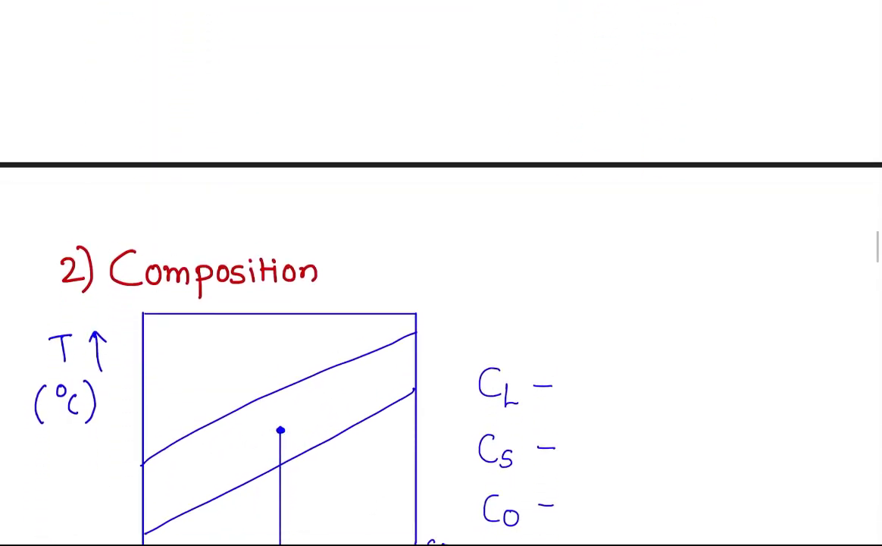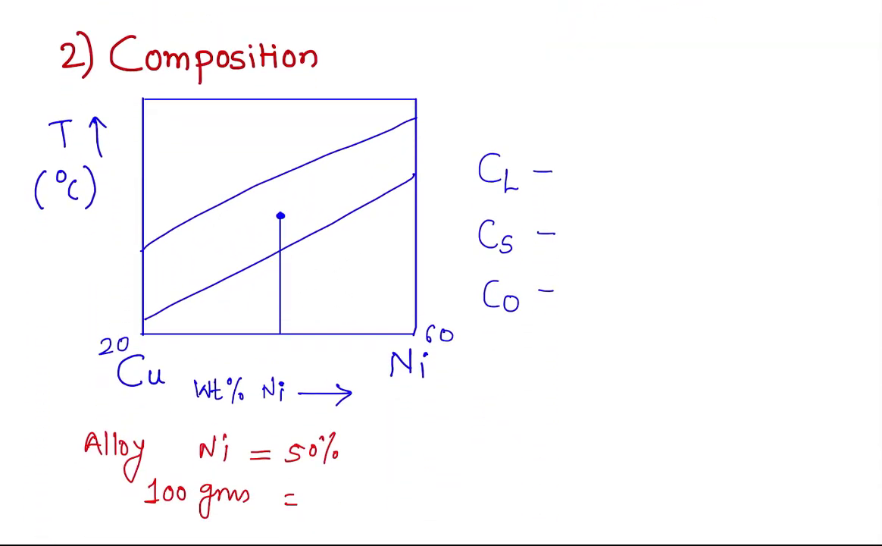Second, we can find out the composition of those phases. The same diagram has been shown here, and we have taken a composition C0. For that we have to find out the solid and liquid.